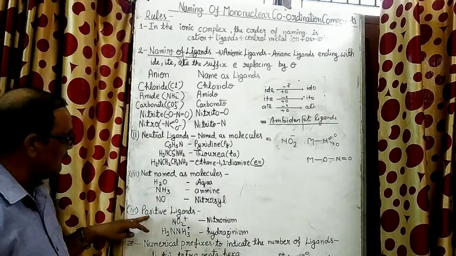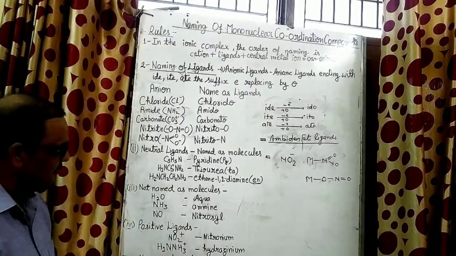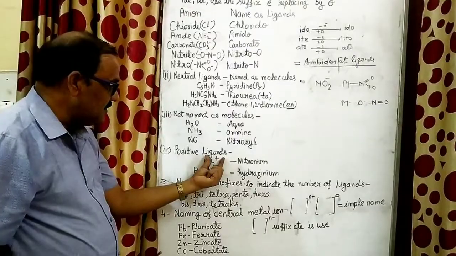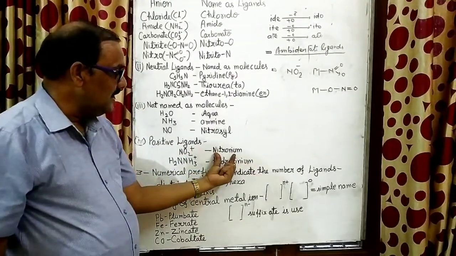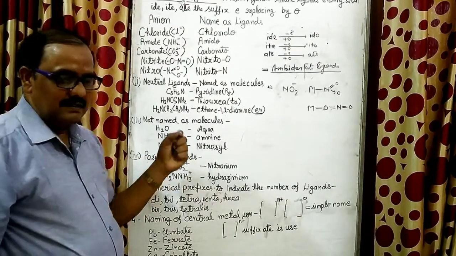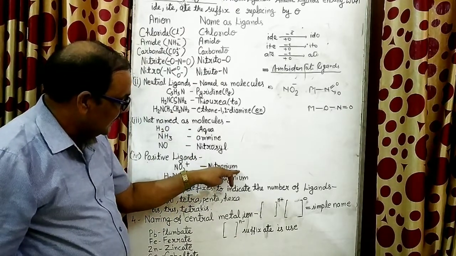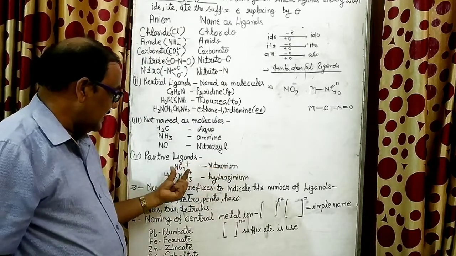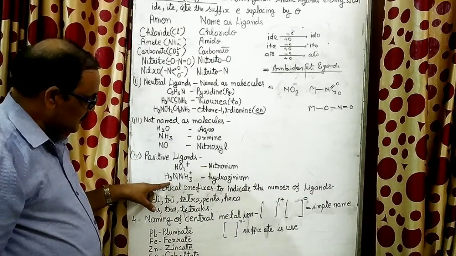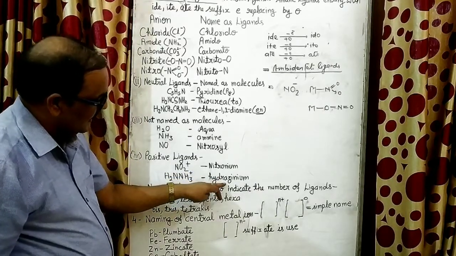Okay, and next type of ligands, that is the positively charged ligands. And there are very few examples of positively charged ligands. First, NO2 positive, that is the nitronium ion. So especially in case of positively charged ligands, the suffix ium is used in the name of the ligands, like NO2, nitronium. And the next example is NH2NH3 positive, that is the hydrazinium ion.